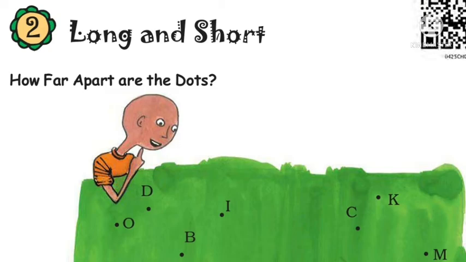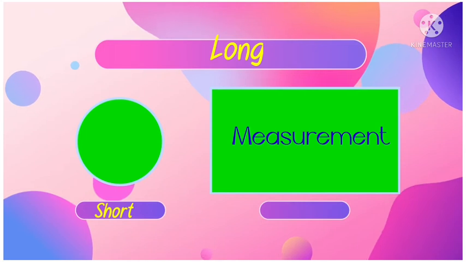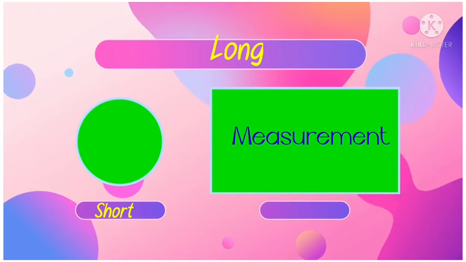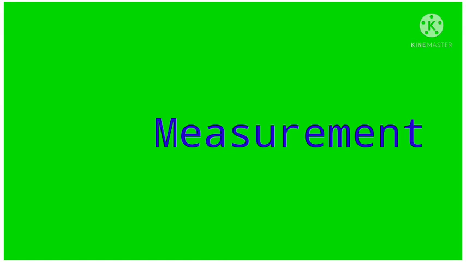Today, let's start the second chapter in your math magic book, Long and Short. All of us are familiar with these two terms, but do you know what they indicate? These terms, long and short, indicate measurement of something. It may be the measurement of things, space, persons, etc.